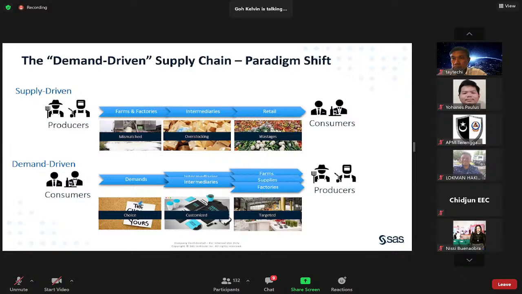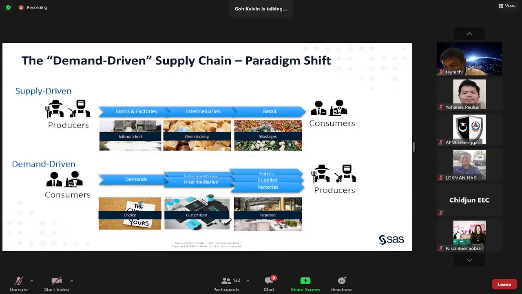Traditionally, supply chain, as the word suggests, is actually a supply-driven practice. It's a case of the producers producing something, and then it goes through the different stages, and in the end it gets delivered and finally consumed by the consumers. So our supply chain in the world is traditionally designed to behave this way.